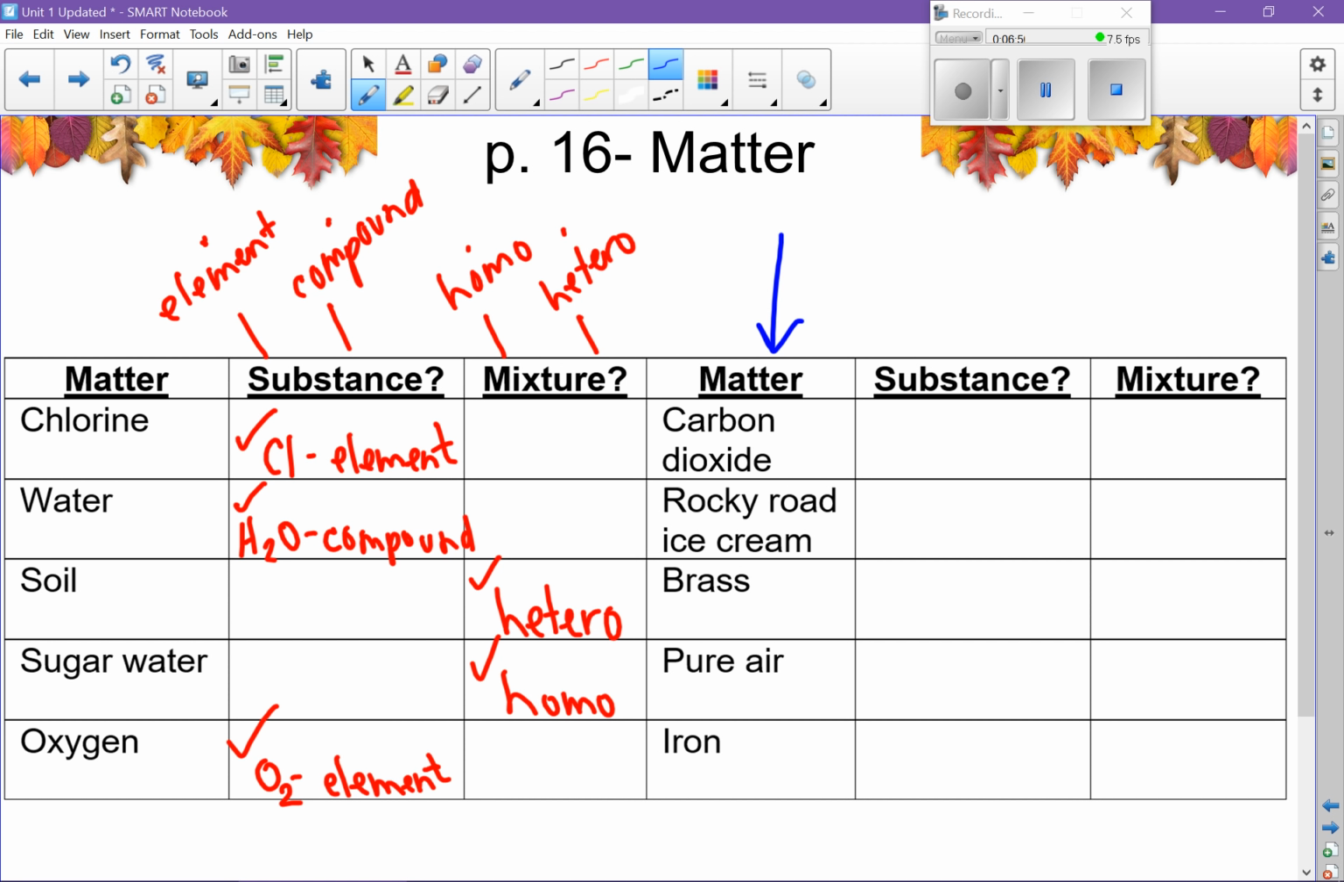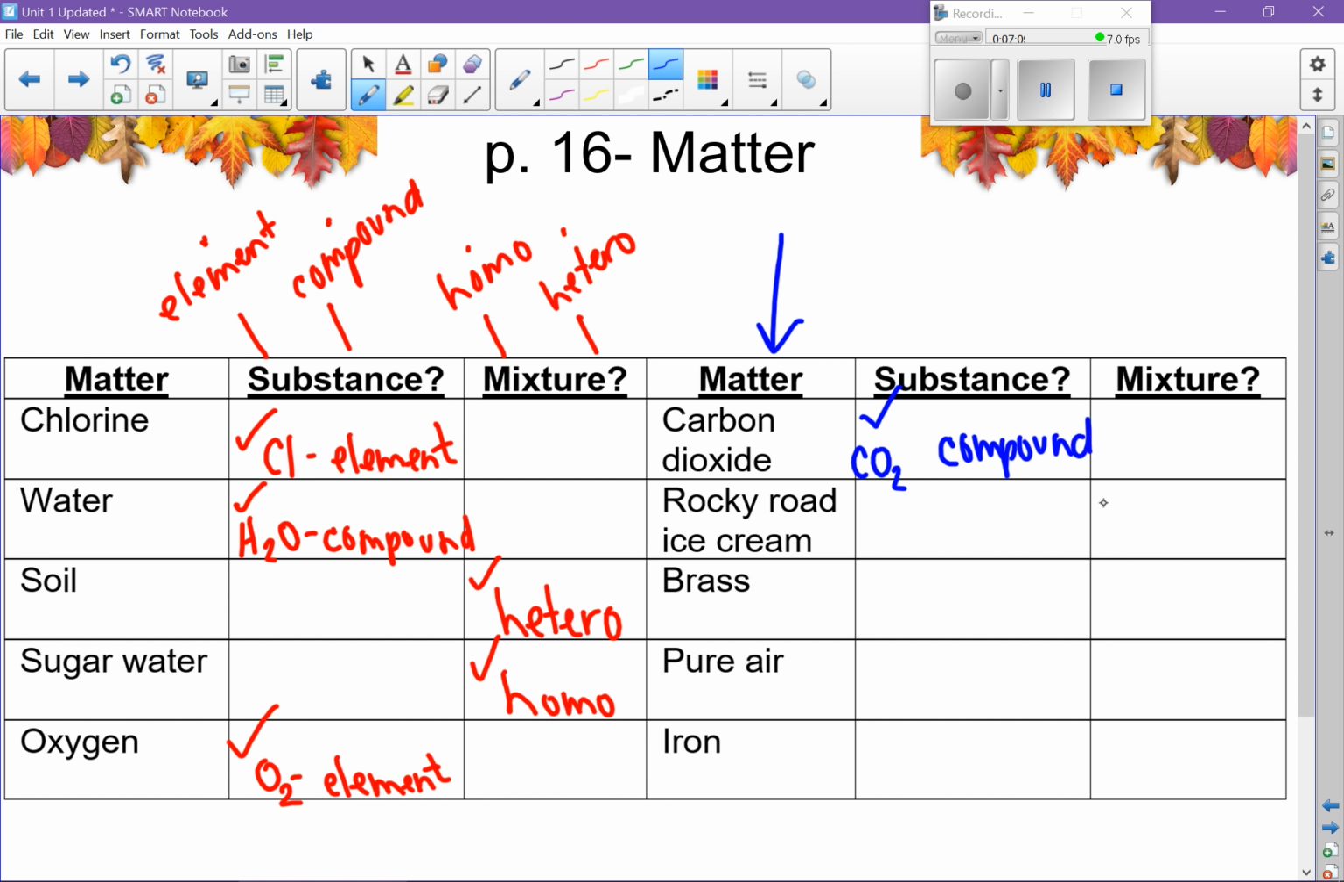Alright, let's see how you did. Carbon dioxide is pure, and if you've ever heard of it, you remember from bio that it is CO2. That's the formula for carbon dioxide. Writing that formula, I see that there are two different elements in there, which makes it a compound.